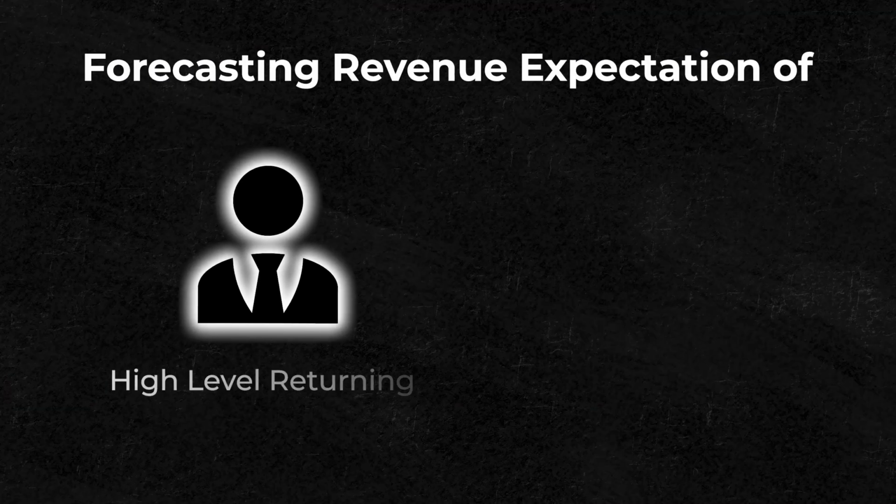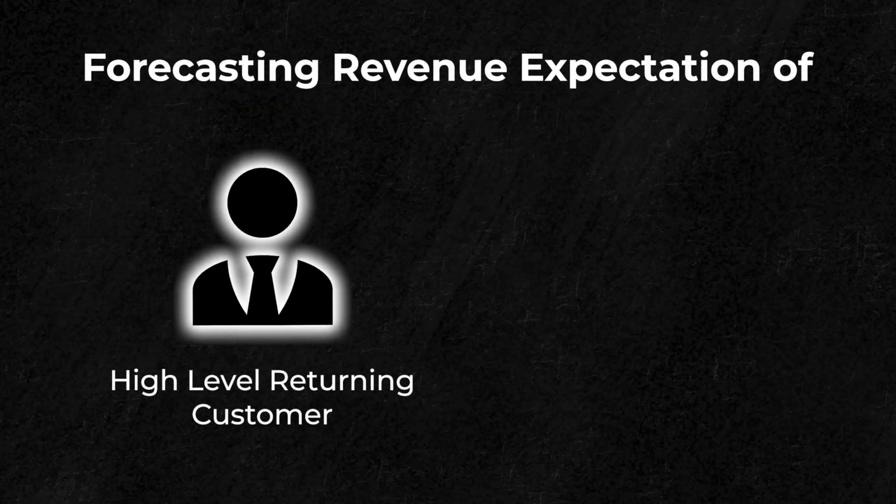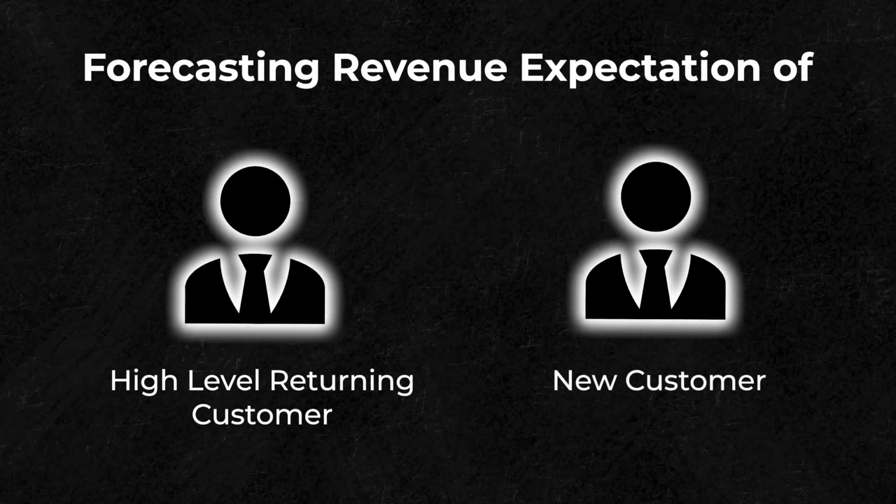Your AMER is especially helpful if you're using a cohort forecasting system, meaning you're forecasting your high-level returning customer revenue expectation and new customer revenue expectation at the beginning of the month. This is really helpful because then you can see how you're tracking against both new and returning customer expectation throughout the month and how both are contributing to your high-level revenue goals.